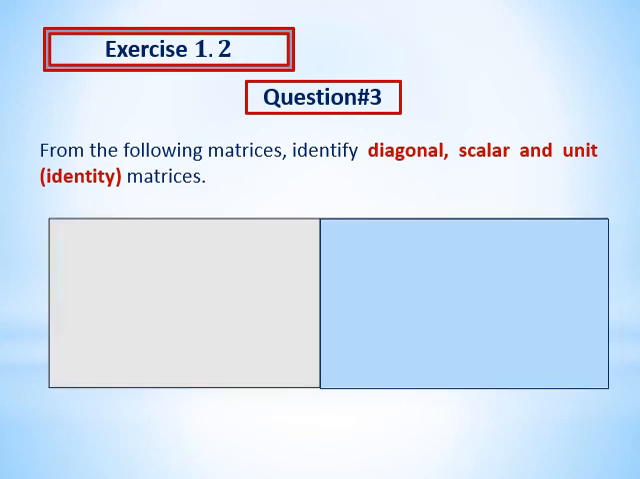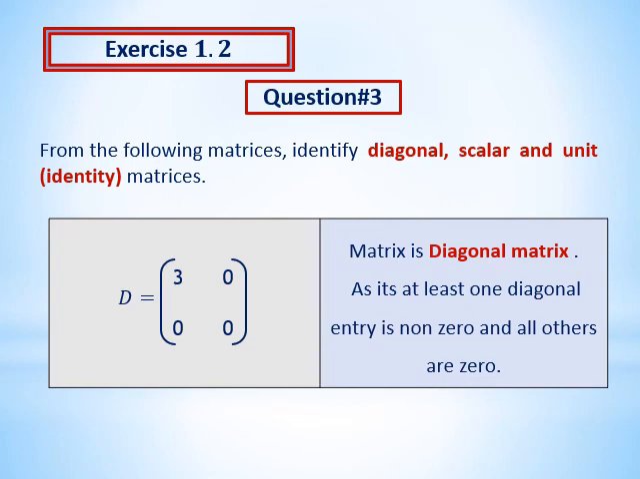Question number 3, look here, matrix T. Its diagonal entries are 3 and 0. And all non-diagonal entries are 0. And we know the definition of a diagonal matrix: a matrix in which all non-diagonal entries are 0 and at least one diagonal entry is non-zero. So this matrix T is a diagonal matrix, as at least one diagonal entry is non-zero and all other entries are 0.